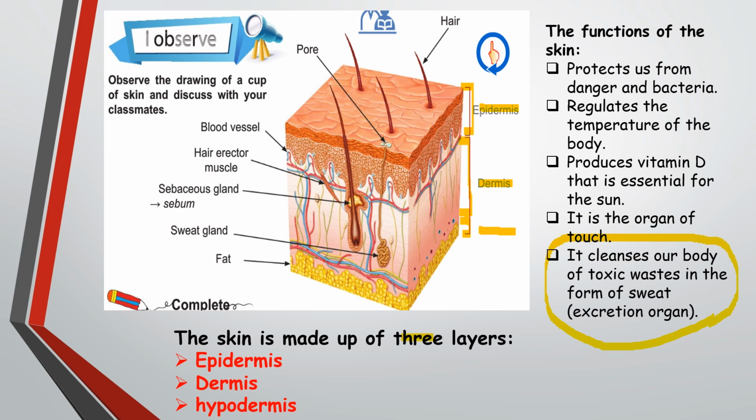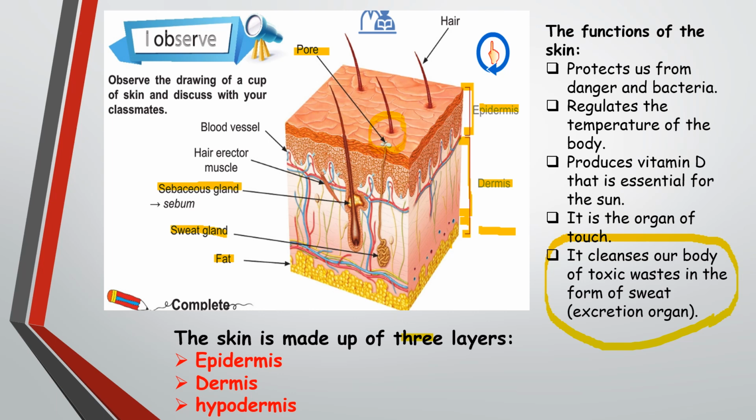The epidermis is the outer layer. It's made up of dead cells, and it has circles here that are called pores. The dermis is the layer that's found between the epidermis and the hypodermis. It contains 2 main glands. The first gland is called the sebaceous gland, and the second gland is called the sweat gland. The last part, the hypodermis, is the inner part of the skin. It's made up of fat. It is a fatty layer. This layer protects our bones and muscles.